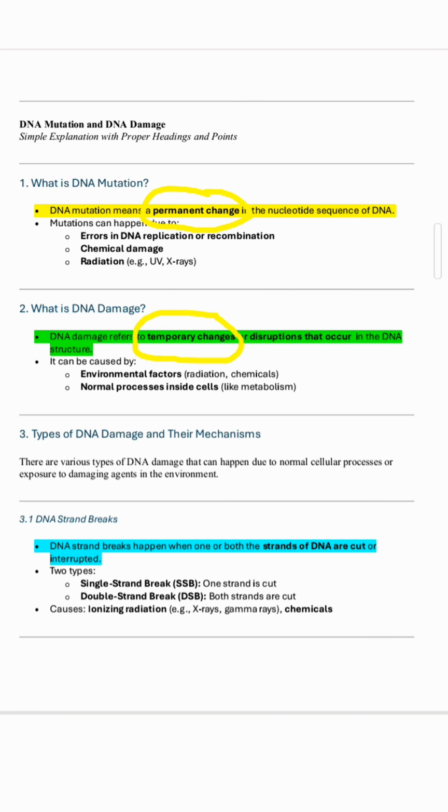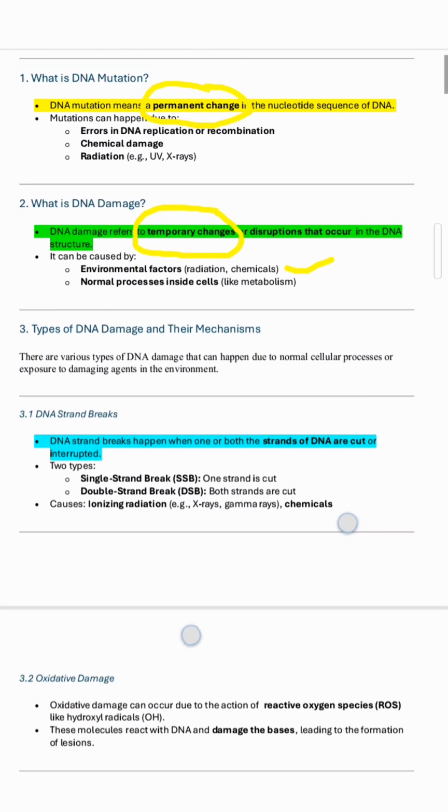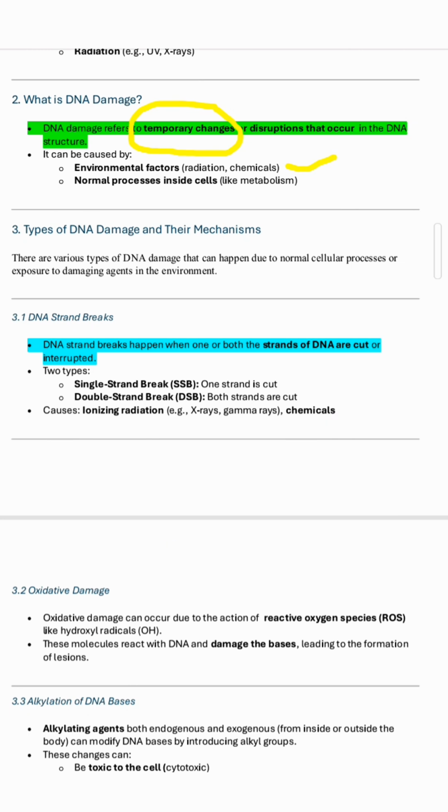It can be caused by environmental factors like radiation and chemicals and the normal processes inside the cells like metabolism. Types of DNA damage and their mechanism. There are various types of DNA damage that can happen inside the DNA due to normal cellular processes or exposure to the damaging agents which are present in the environment.